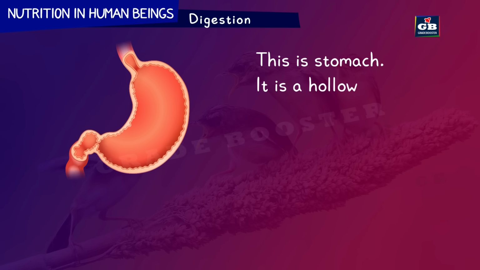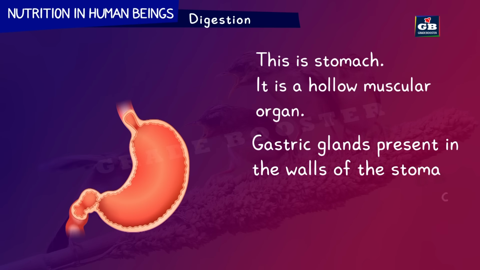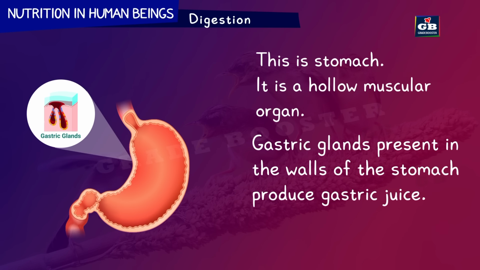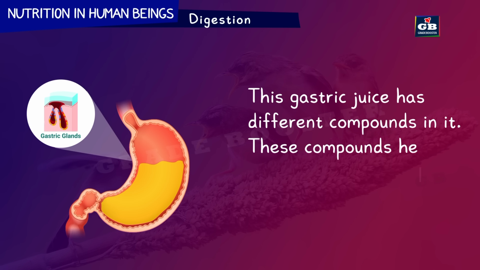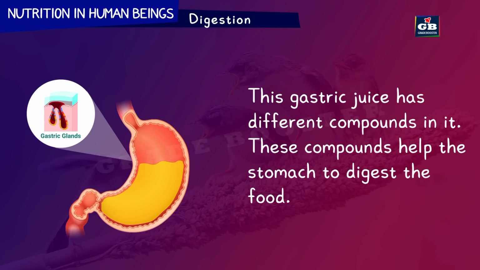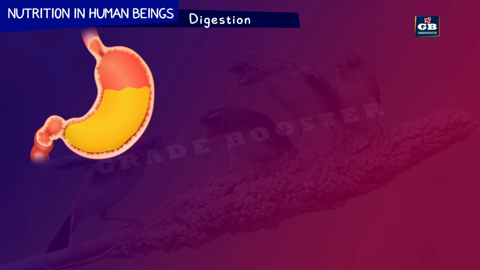This is the stomach. It is a hollow muscular organ. Gastric glands present in the walls of the stomach produce gastric juice. This gastric juice has different compounds in it. These compounds help the stomach to digest the food. Let us see the different components of this gastric juice.